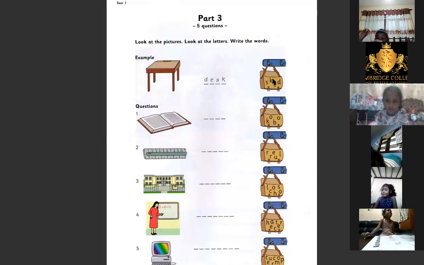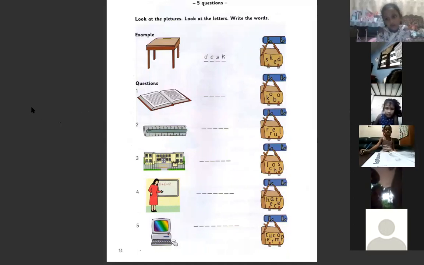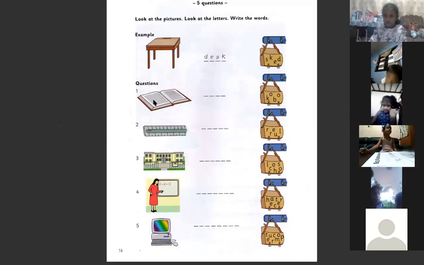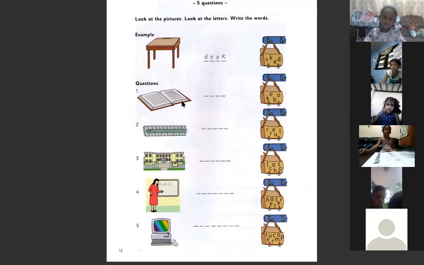Right. Now I'm going to write the words alone. Then I'll be answering. What is this? What is it? This is a book. Yes, it's a book. Book. Now, how can you spell this book?